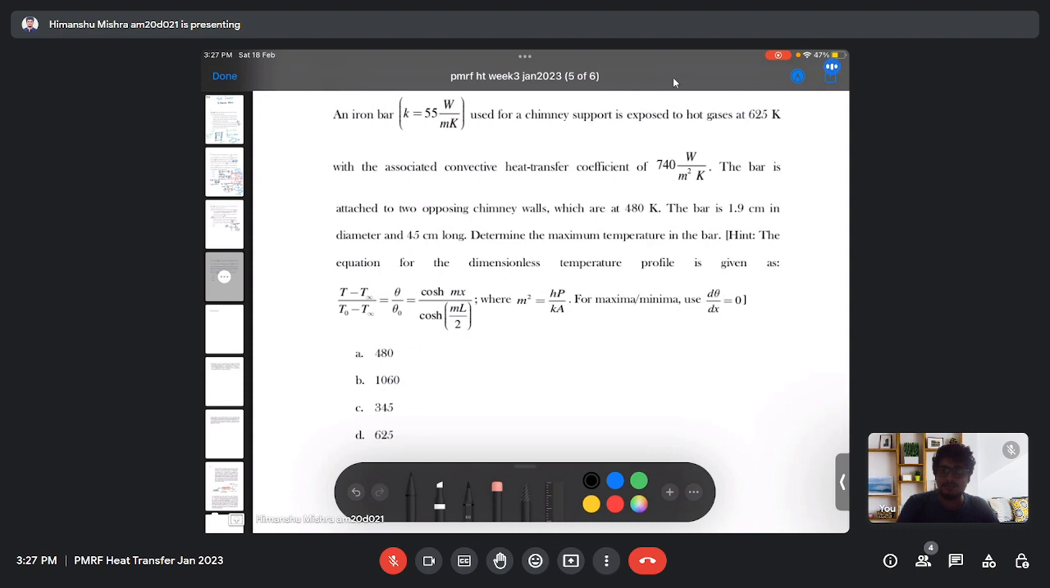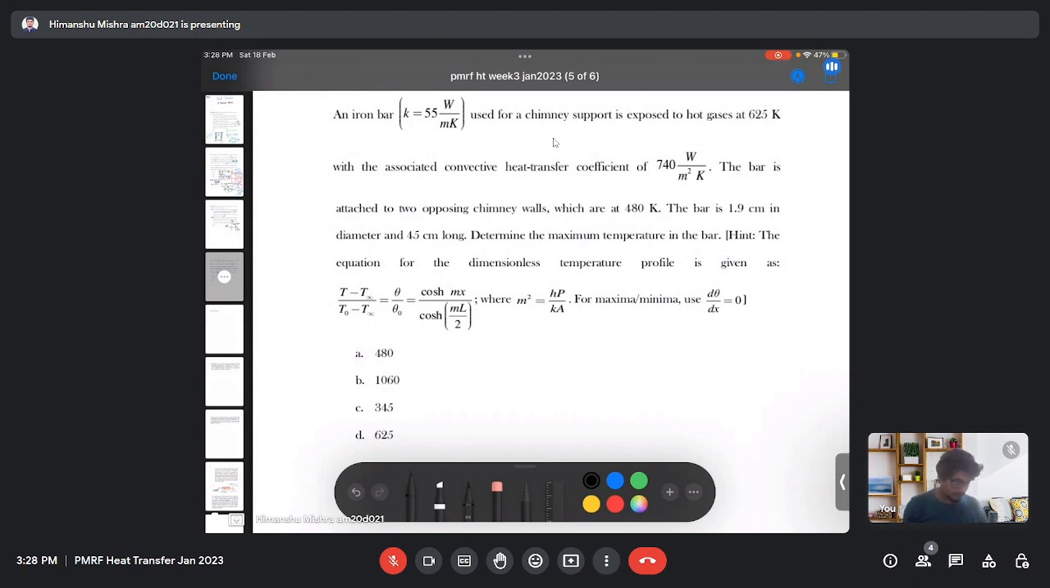The next question is, we have an iron bar with a given thermal conductivity, and that iron bar is used for the chimney support and is exposed to hot gases at 625 Kelvin with an associated convective heat transfer coefficient of 740. The bar is attached to two opposing chimney walls which are at 480 Kelvin. The bar is 1.9 centimeter in diameter and 45 centimeter long, and we need to determine the maximum temperature in the bar.